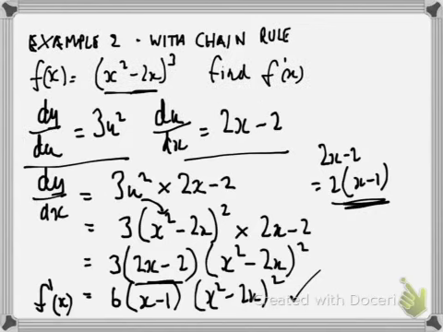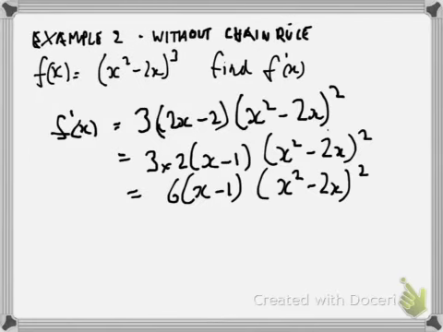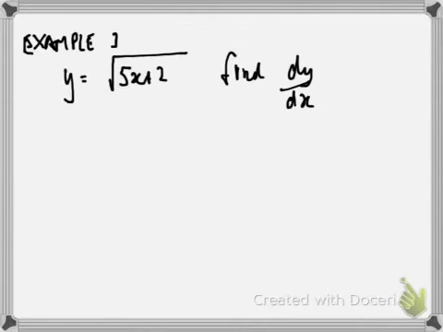Compare that now with the answer that we got. You see it's exactly the same down here as what I got just then. So index out the front, multiplied by the derivative of the bracket, reduce the bracket by a power of 1. Let's look at this one now.